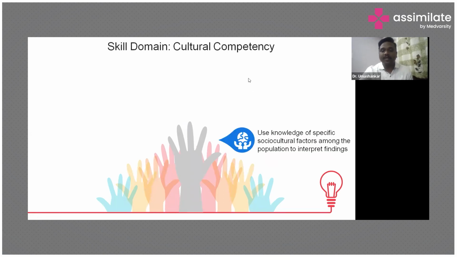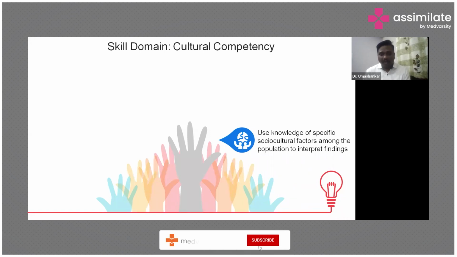What we do is use the knowledge of, when we talk about cultural competencies, we should use our knowledge of specific socio-cultural factors among the population. See, there are certain communities, every community has their own cultural pattern or their own culture, or they have their own policies, right? Their rituals or something like that. So we should work with the community. We can't go against the community and then work.